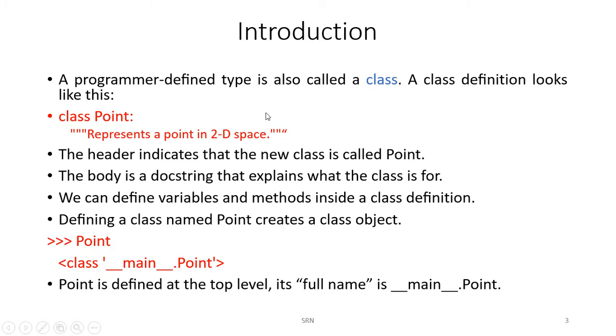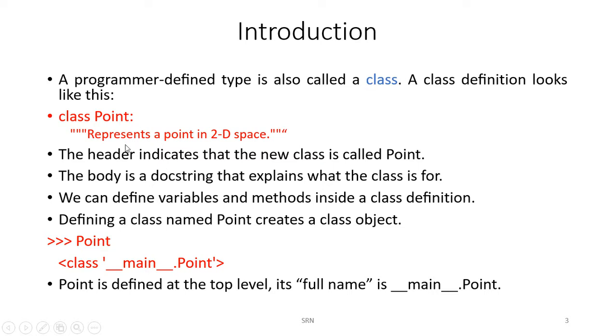Now the user defined data type is called a class, and a class definition looks like this. This is a simple class definition. We write class, the keyword, point is the name we are giving to that class, and here we write the body of the class. Observe the format. We write class, a keyword, point, the name of the class, followed by a colon. Then in the next line with a tab we write the body of the class. Currently we do not have anything in it.